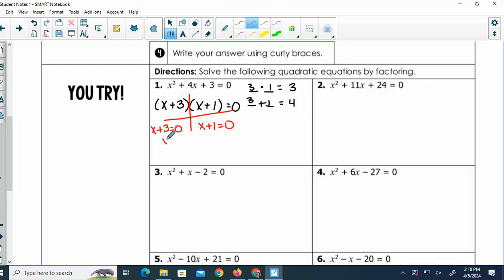So the first one, if you subtract your 3, we get x to be -3. This one, if we subtract our 1, x is -1. So our answer, the places where it would hit the x-axis, -3, -1. We're going to write it like we did yesterday as a solution set. Those are the x-intercepts. If you want to check it, you could graph it on your graphing calculator, and that should be the 2 points.